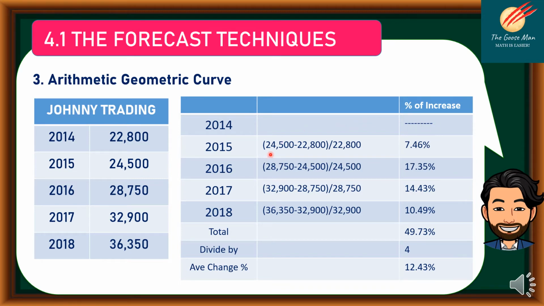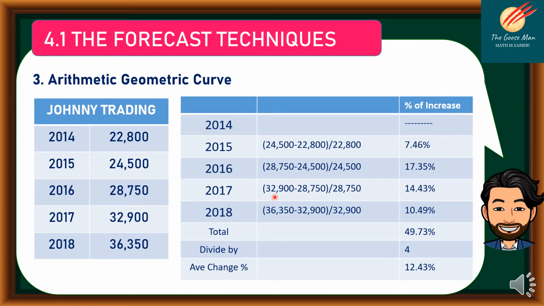To compute the percent of increase, that is the present sales minus the previous sales, divided by the previous sales. So what we have is 7.46%. Similarly, in 2016, we subtract the previous sales from the present sales: 28,750 minus 24,500, divided by 24,500. So we come up with 17.35%. Similarly, we will do the same for 2017 and 2018.